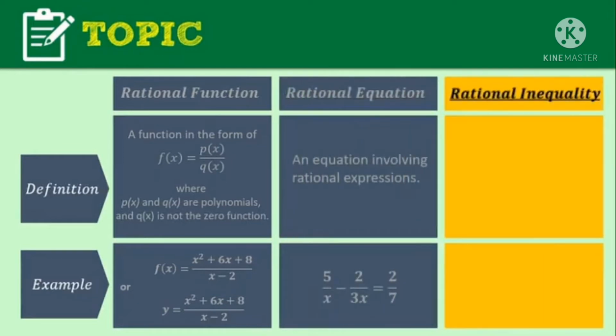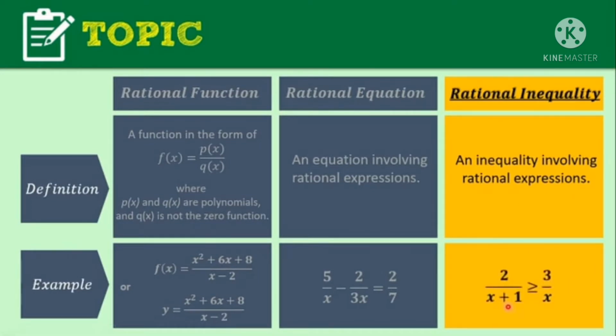When you say rational inequality, from the name itself, it makes use of an inequality symbol. So it is an inequality involving a rational expression. Similar to a rational equation, where it involves rational expressions, but in this case, you will see inequality symbols. Let's try to see an example.